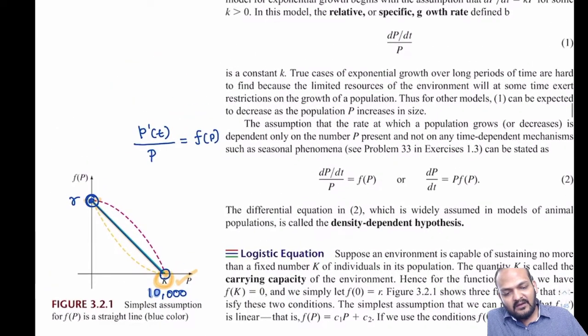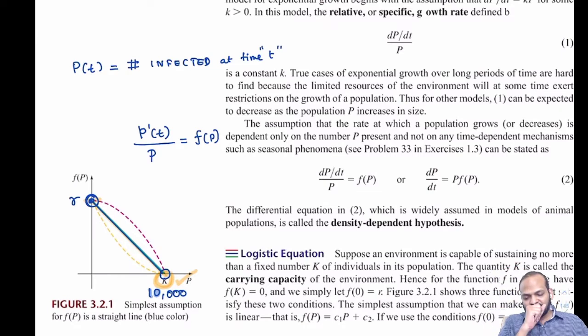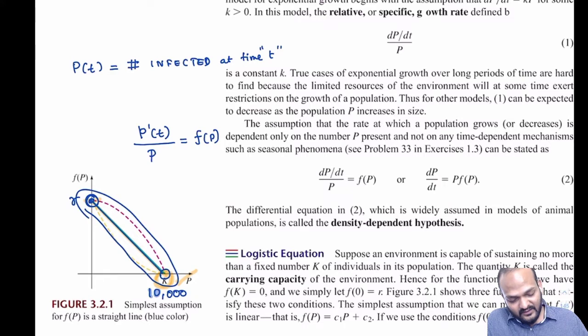where if you say P of t is the number of infected people, right? This is a very simple model, by the way. Number of infected at time t, and we are assuming that the per capita growth rate is a straight line. It does not have to be this way. I'll show you in a moment what are the other ones that are more realistic than this. This we are assuming it's always going down. That is not necessarily the case, by the way.